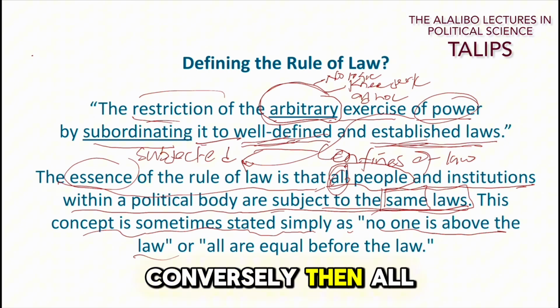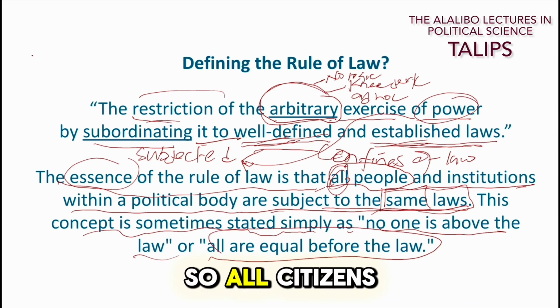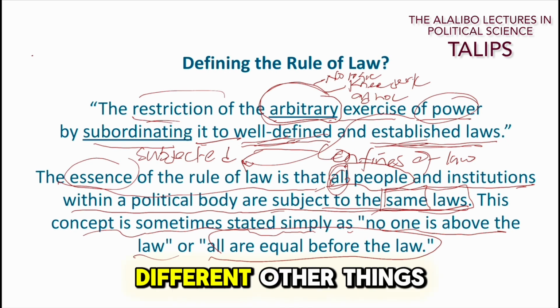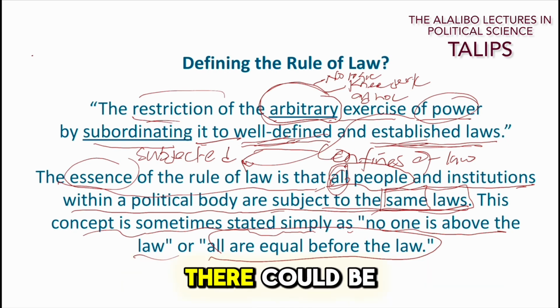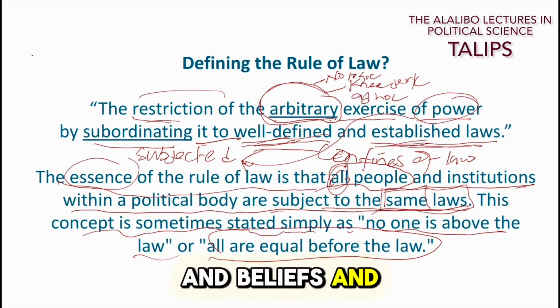Conversely, then, all are equal before the law. So all citizens of that country or citizens of that land within the political body are equal before the law. In theory, again, in application, that may be different. Other things may come to bear. There could be racial factors. There could be issues of ethnicity, issues of religion, and political perspectives and views and beliefs and so forth. But on paper and in theory, all are equal before the law.